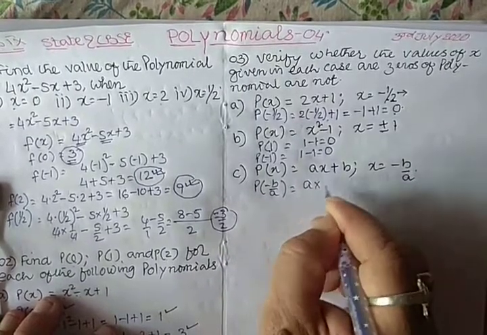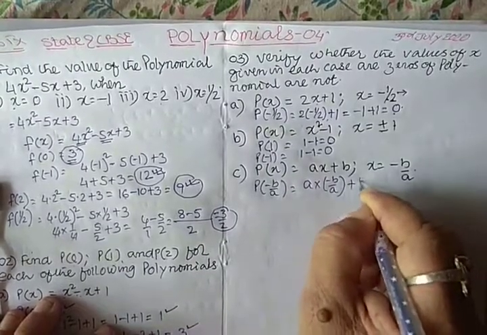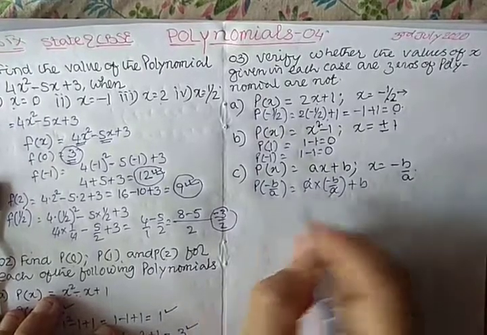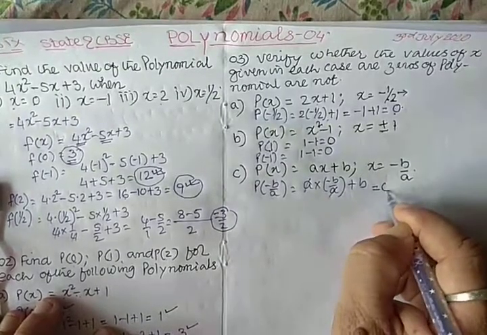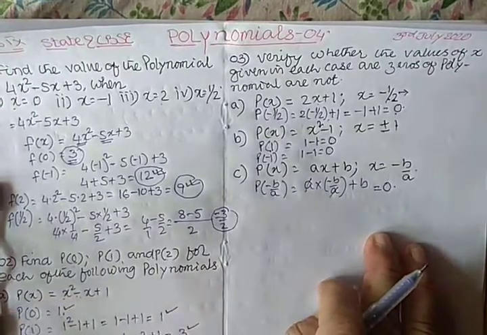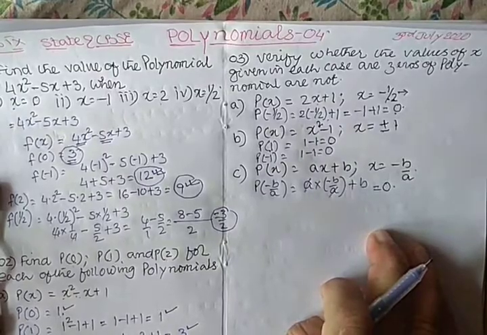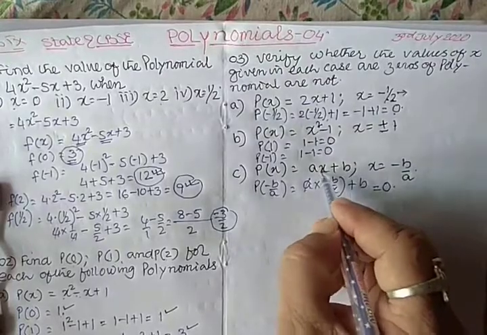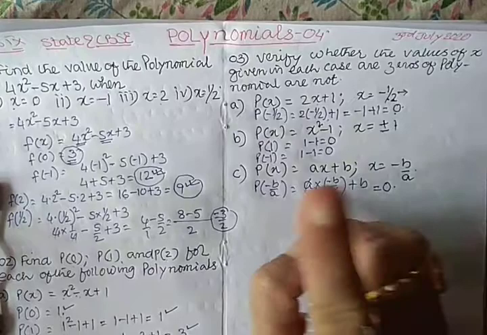A into minus b by a plus b. So here your a and a cancels. Minus b plus b, what? 0. So this is also, in each case, the values given for x are zeros of the polynomials. And here, the root is minus b by a. We got only one root.